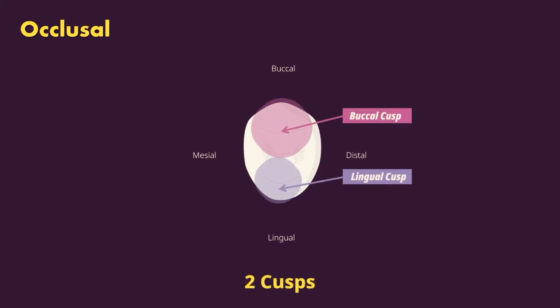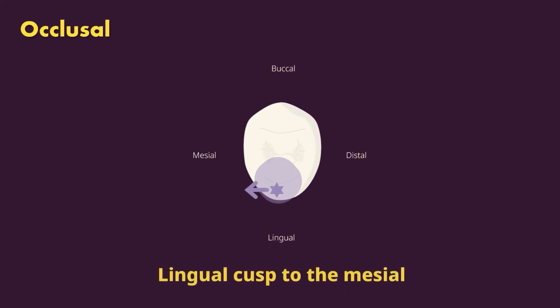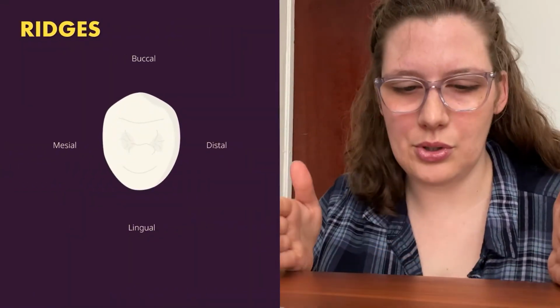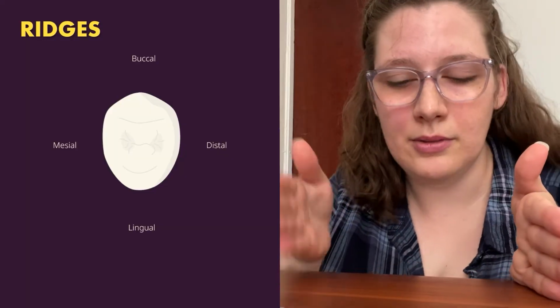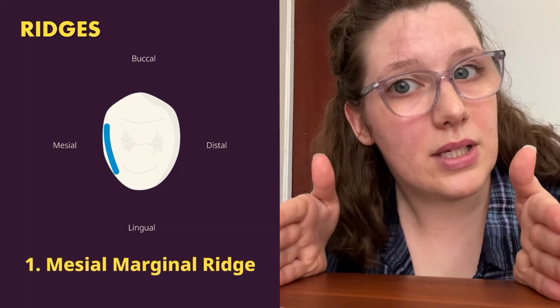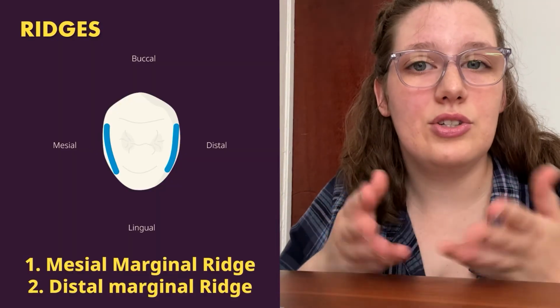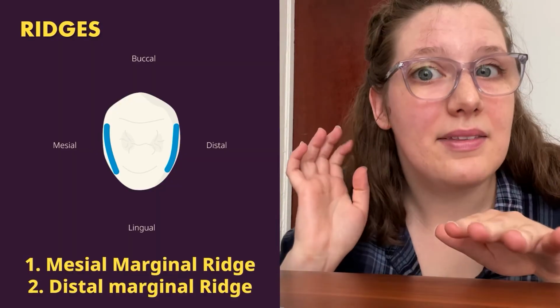We'll be able to see our two cusps from this occlusal view. Buccal cusp is bigger than the smaller lingual cusp, which is offset to the mesial. Now let's look at our ridges. Once again, do not panic. We're going to go through these together, starting with our marginal ridges. Those are going to be the mesial outline and the distal outline. Our mesial marginal ridge at the mesial and our distal marginal ridge at the distal. And these are going to be positioned horizontally, unlike the anterior teeth.